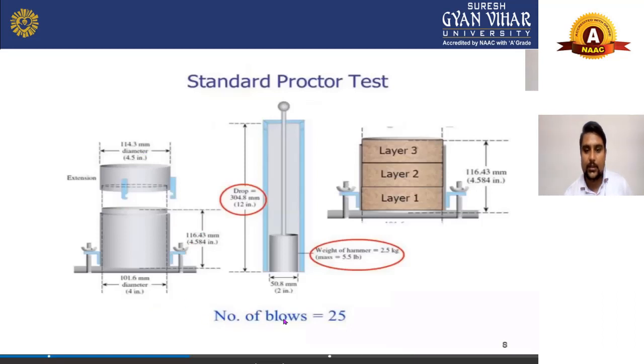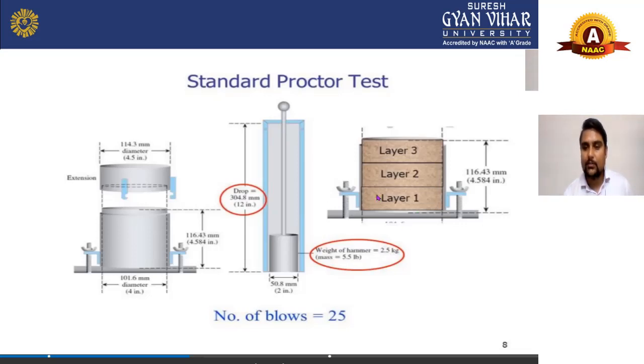Now, as you can see, the number of blows is given here, 25. The drop will be equal to 304.8 mm, which is approximately 12 inch. The weight of the hammer is also given here, which is 2.5 kg, and if you calculate the mass of that hammer, it will be equal to 5.5 lb.